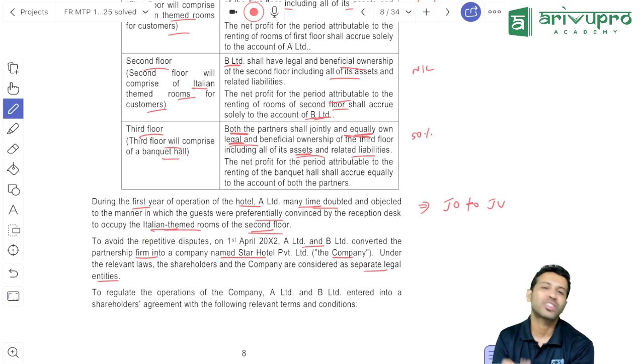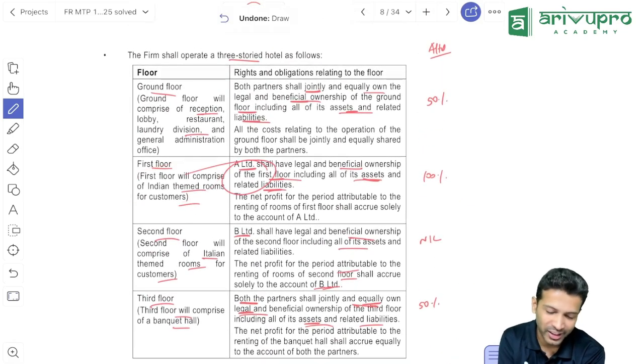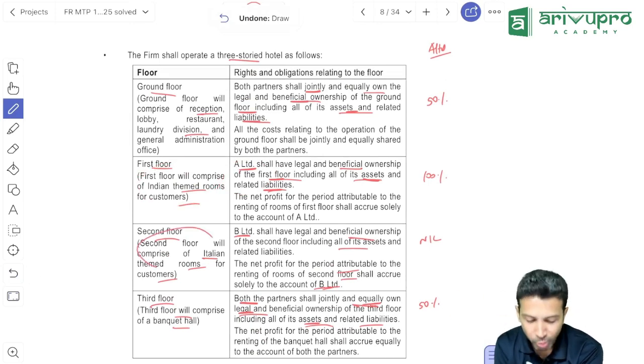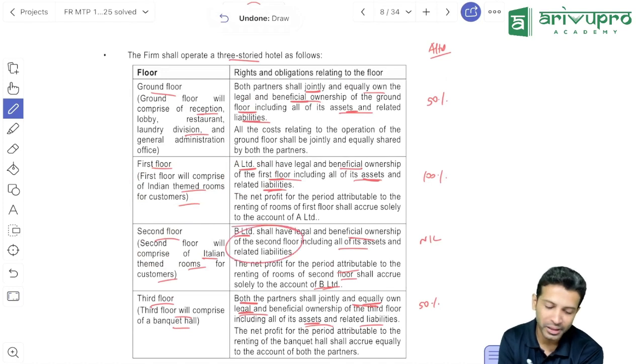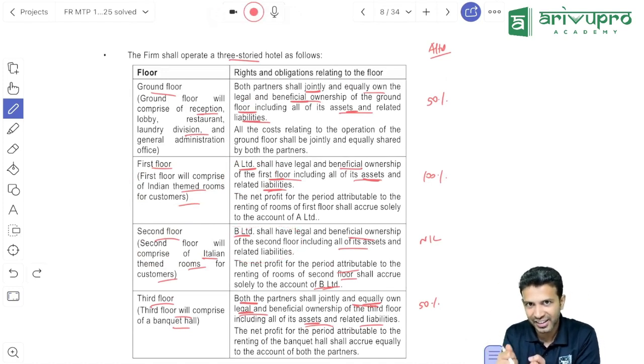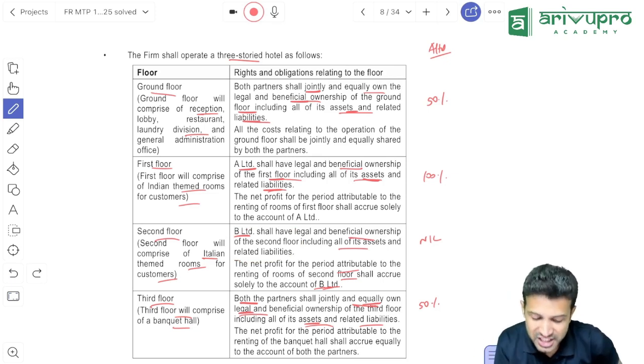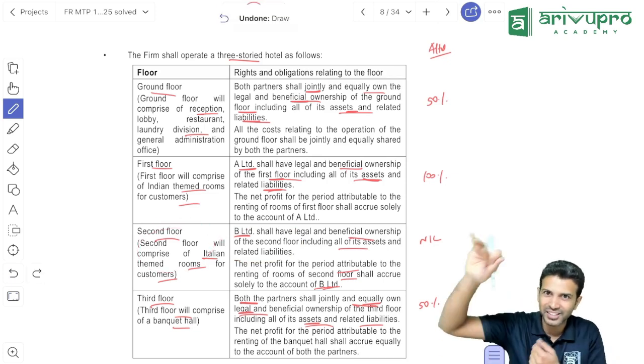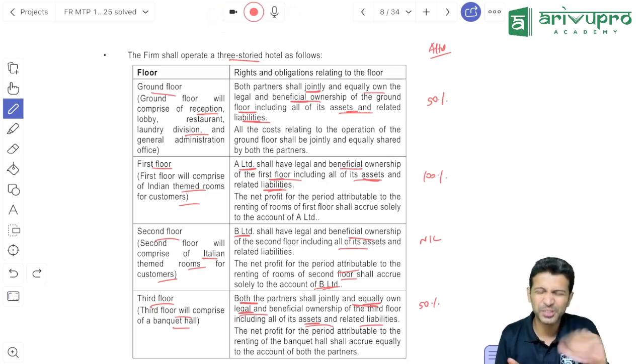What is it? Obviously it's a hotel business. So the first floor of hotel rooms belongs to A. If more customers stay on the first floor, A will get more money. If more customers stay on the second floor, B will get more money. So A Limited is objecting, saying we are indirectly influencing the customers to take second floor rooms. We are probably giving that painting a nice picture.